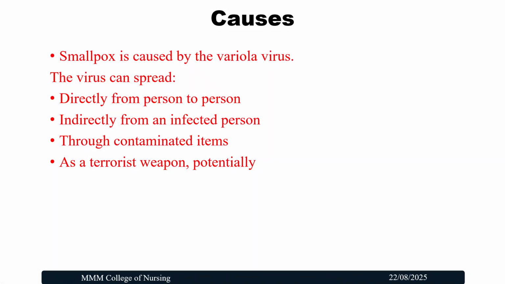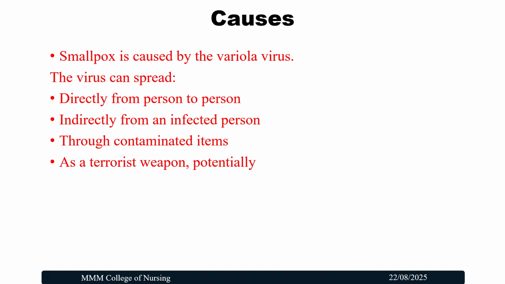Causes of smallpox. Smallpox is caused by the variola virus. The virus can spread directly from person to person. Here you can catch the smallpox virus by being around someone who has it. An infected person can spread the virus when they cough, sneeze, or talk. Coming in contact with skin sores can also cause you to get smallpox.